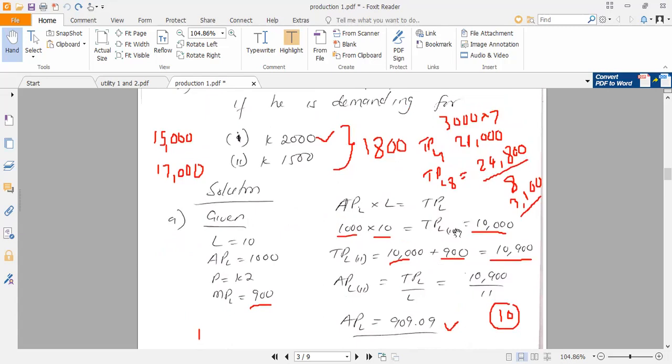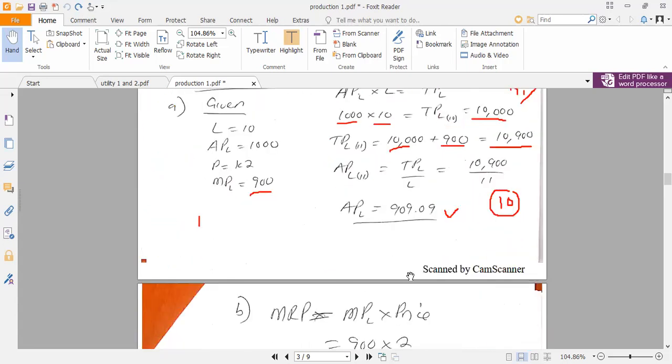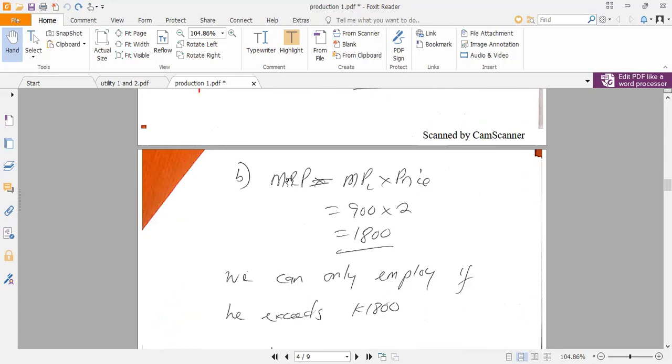The first question is, what is the new average if this worker is employed? The second question is, should the employee be hired if he's demanding 2,000 kwacha or if he's demanding 1,500? For us to know how much to pay this person, first we need to know the marginal revenue product, the worth of his additional units of 900. When we calculate the additional units of 900, they're giving us 1,800.